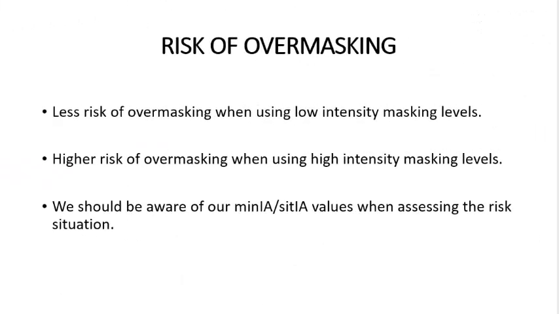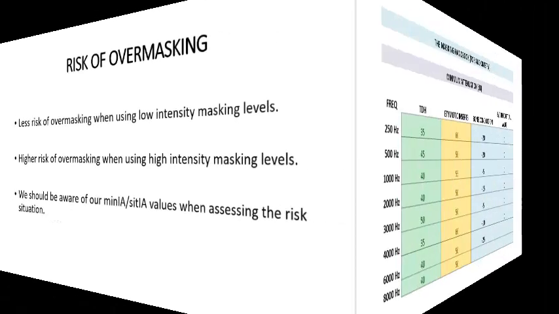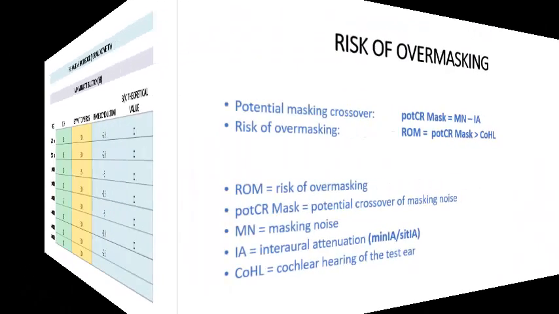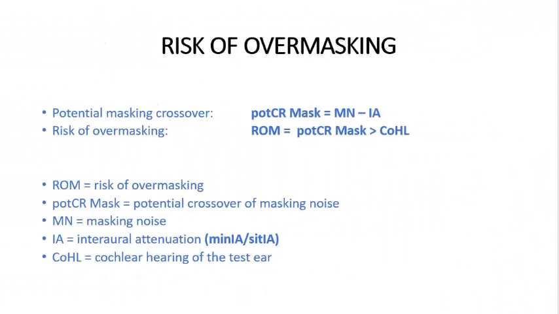Three points to consider. There's less risk of overmasking when using low intensity masking levels. Higher risk of overmasking when using high-intensity masking levels. We should be aware of our min-IA or SIT-IA values when assessing the risk situation. The SIT-IA can sometimes be inferred and used based on specific audiometric situations. The min-IA values are the values that we use from the literature on intraoral attenuation. We can assess the risk of overmasking mathematically as well.